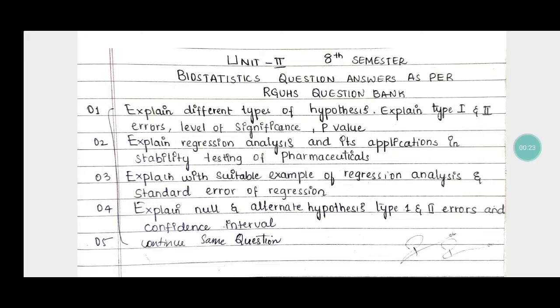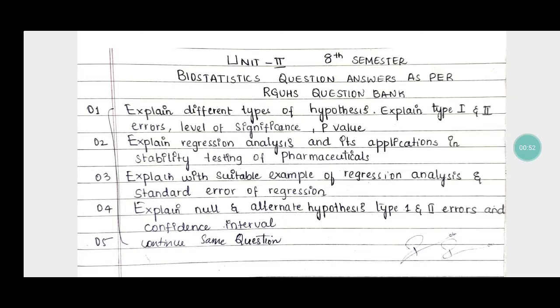So the first question was explain different types of hypotheses, explain type 1 and type 2 error, level of significance, and as well as p-value. So the second question, explain regression analysis and its application in the stability testing of pharmaceuticals. And the third question is explain with suitable examples of regression analysis and standard error of regression.